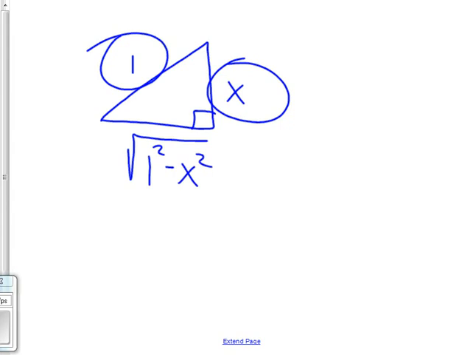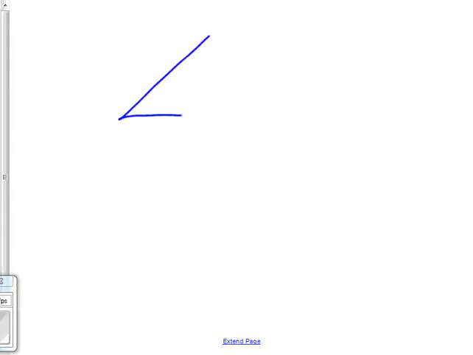There we go. What if it's the other way? What if this is x and this is 1? You don't assume, oh, it must be a 45-degree angle. You don't know that. This is the square root, right? And what would it be? X squared minus 1.